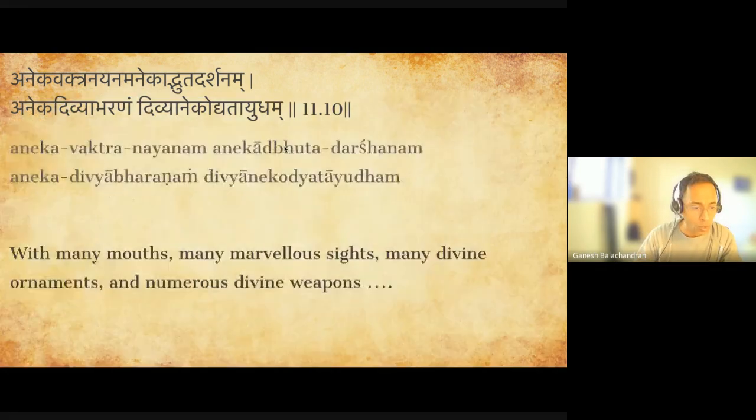Okay. So first one, Aneka Vaktra Nayanam: Vaktram means mouths, with many mouths. Vaktram also means tusk or teeth. So Vaktratunda Mahakaya, like Ganesha is one with a broken tusk, Tunda Mahakaya. So here it refers to mouths. Nayanam means eyes, so I missed that. Many mouths and eyes with many marvelous sights. Anekatbhuta Darshana, many marvelous sights.